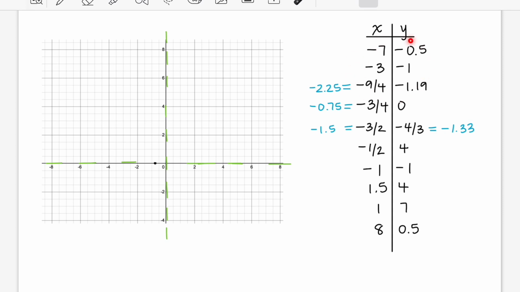So plotting these guys here, we have -7, 0, -0.5, so that'll be this point here. -3, -1. 0.5 there. -3, -1. -9/4 we saw would be our inflection point, and it occurs at this point here.